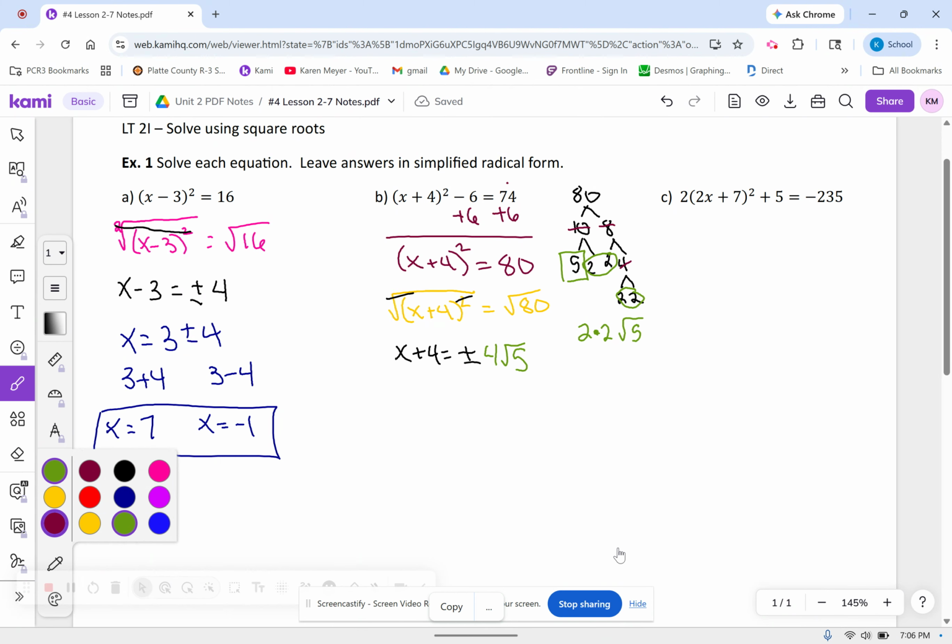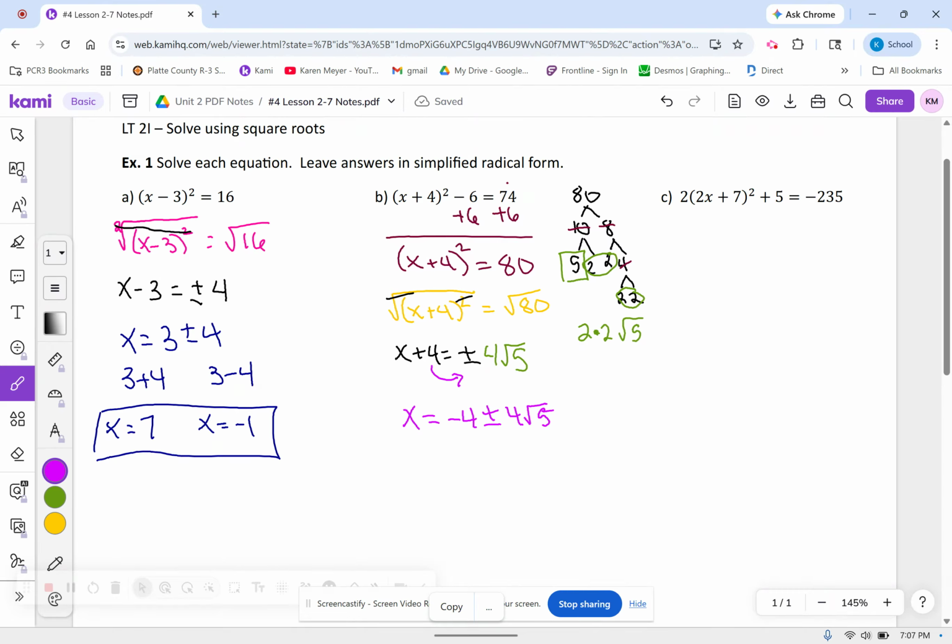So now I just want to get x by itself. So I'm just going to move my 4 over. And when I move my 4 over, I have to subtract it. So x equals -4 plus or minus 4 square root of 5. Now, are these two considered to be like terms? And the answer is no, because one of them has a square root attached to it and the other one does not. So they are not like terms.